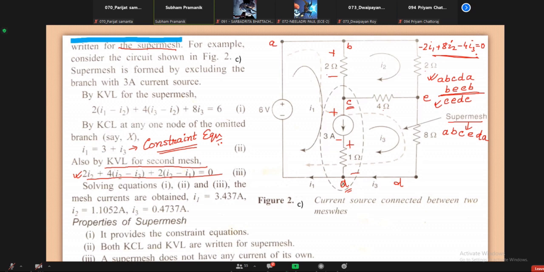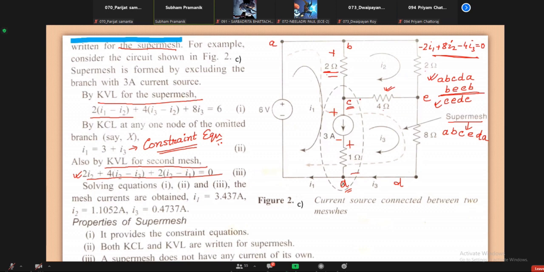Now, while writing the KVL for the super mesh, we have to see exactly which current is flowing through which element. Through the 2 ohm, which currents are flowing? There is I1, there is I2. So that's why 2 multiplied by I1 minus I2. Then see this 4 ohm. Through this 4 ohm, which currents are actually flowing? I2 and I3.